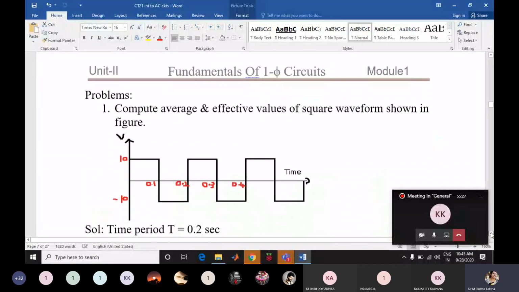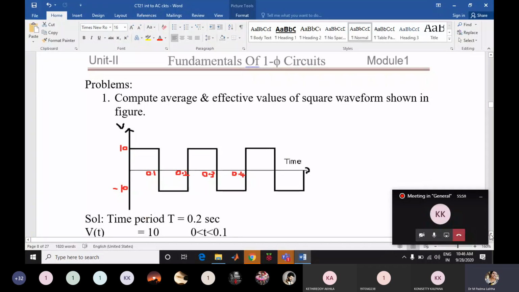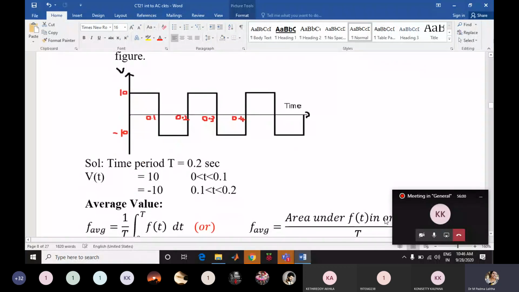With this, we can start the problems. We will calculate the average and effective or RMS value of non-sinusoidal waveforms. For any non-sinusoidal waveform, how do we calculate the average and effective value? What are the steps? First, identify the time period. Then identify how many different lines are there in that time period. Then write the mathematical expressions for those lines. And then use the formulas.